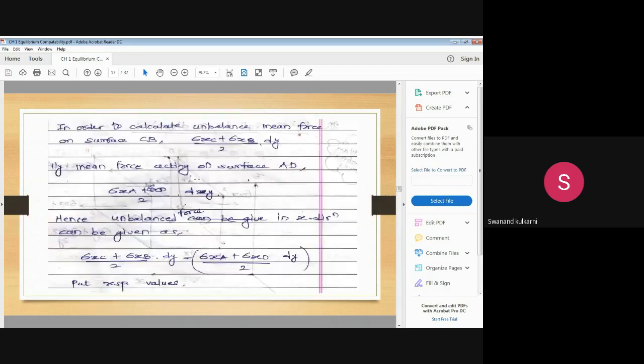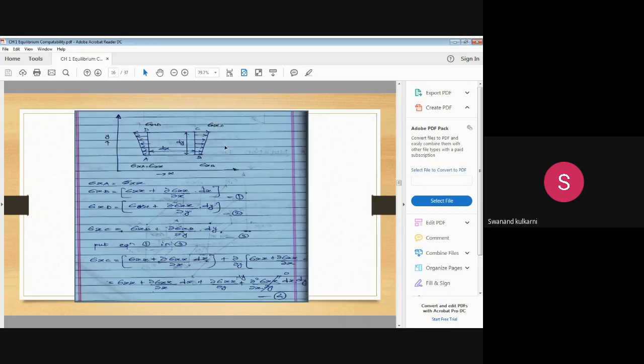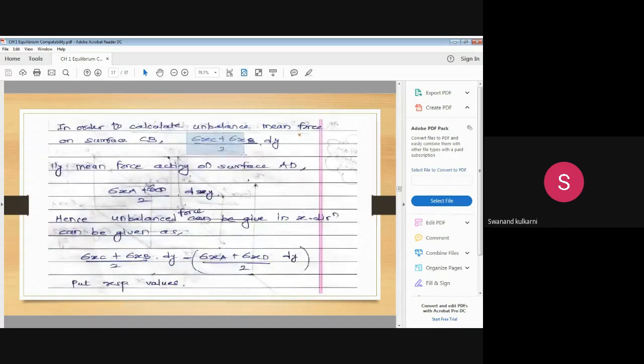Coming to the next slide, we will come to know the unbalance. Here we have discussed that sigma xc plus sigma xb divided by 2 into dy is the force on surface CB. You can see this force acting on CB, the force at point C and force at point B, its average, so we are considering sigma xc plus sigma xb divided by 2. That is the average stress into this particular area. So this becomes the force acting on surface CB. Is it okay?